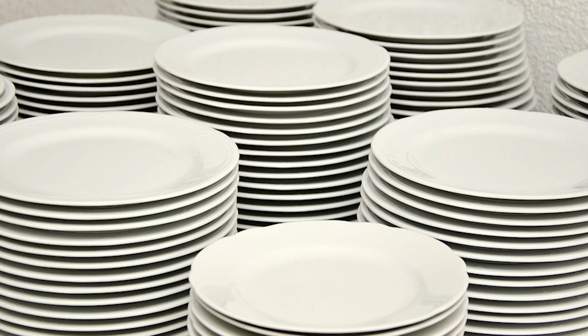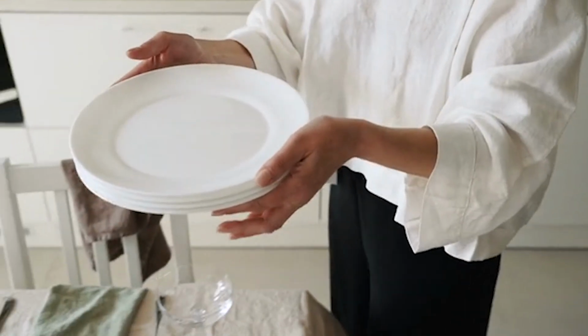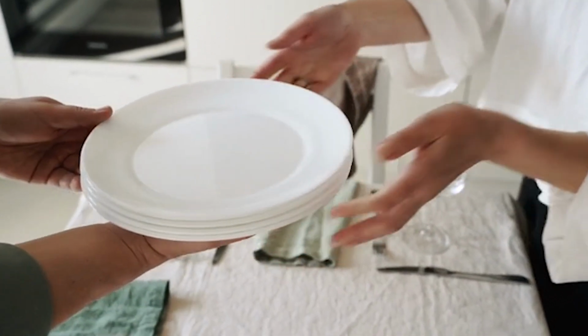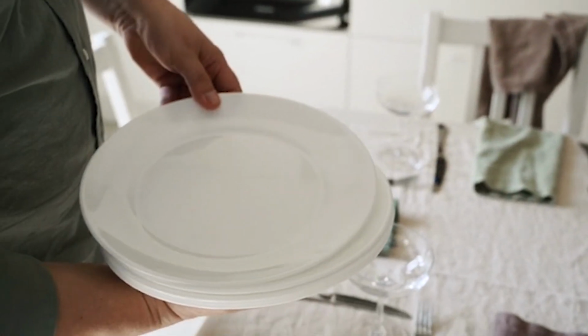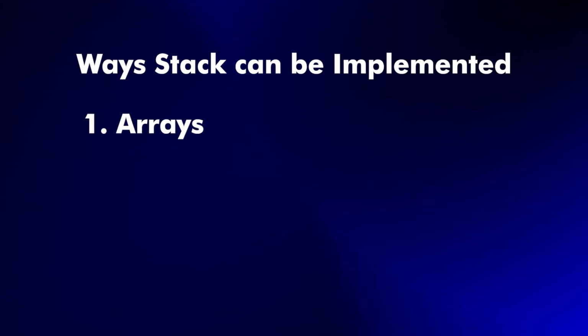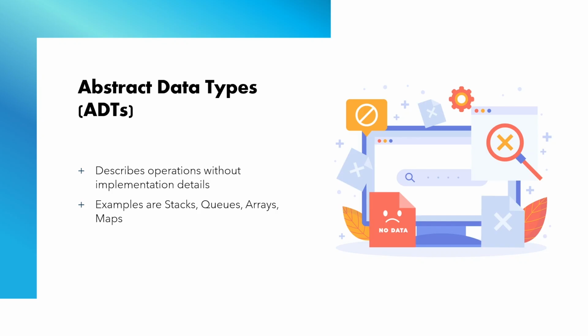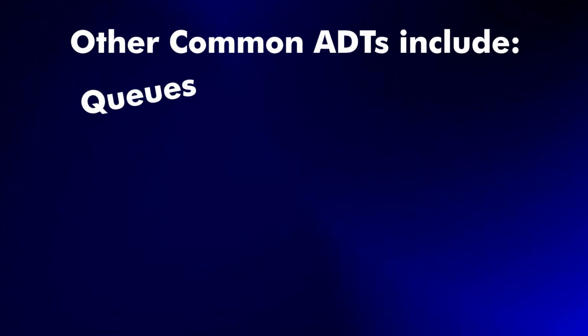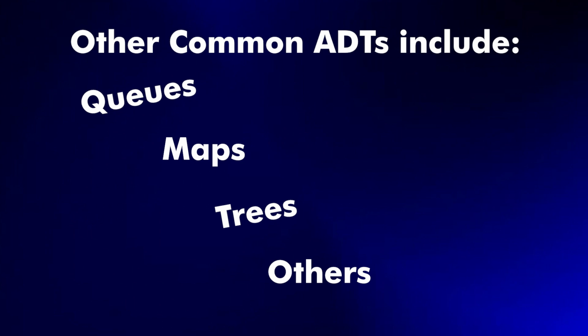When we talk about a stack, maybe you can imagine a stack of plates. If you want to add a plate to the stack, you have to put it at the top. And if you want to collect a plate from the stack, you collect from the top. So this is what we call the last in, first out, that is the LIFO principle. And the interesting part is that a stack can be implemented in different ways. You can use an array, you can use a linked list, but regardless of how it is built, it will always behave like a stack. Other common ADTs include things like queues, maps, trees, and so on. And we're going to talk about these later on in the course.